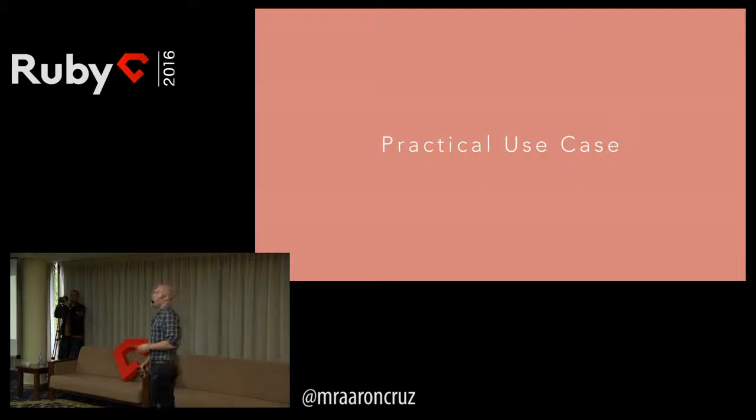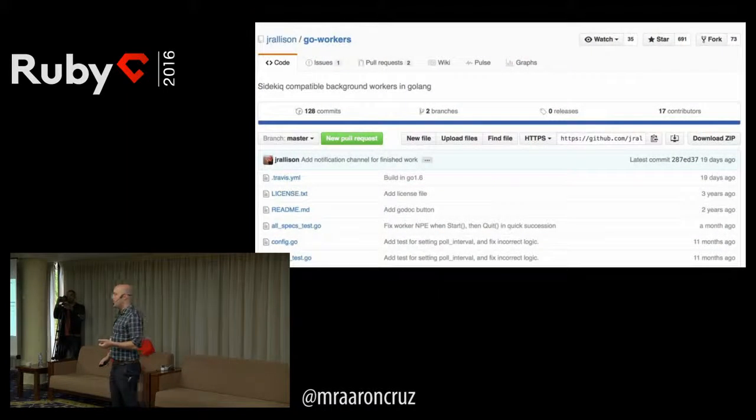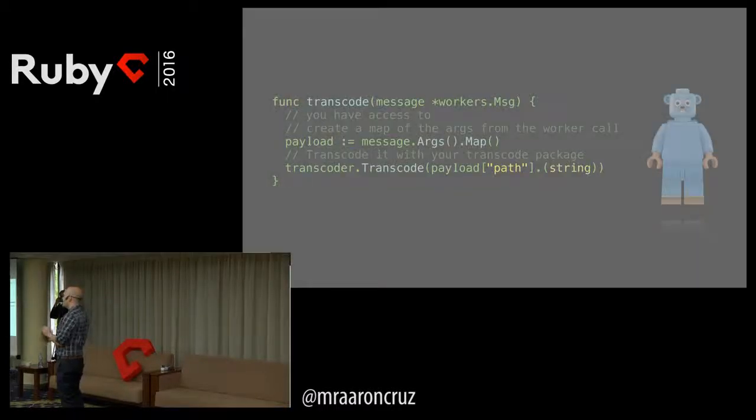So, a practical use case. If you want to start adding Go to your stack right now, you don't have to switch all of your code to Go. You can do some of the processing work. If you're using Resque or Sidekiq as a background queue, you can use Go as the thing that actually does the work. There's a library available for Sidekiq with a really simple API to plug it in on the other side of your Sidekiq workers.